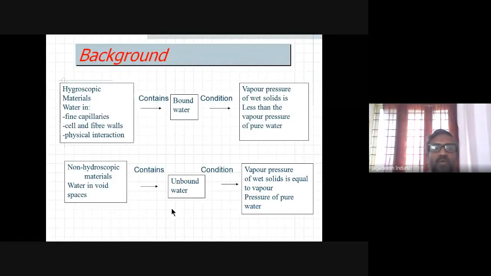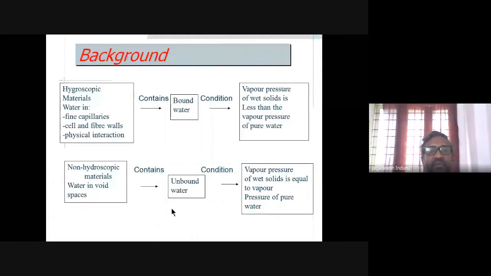And the vapor pressure of the solid is lesser than the vapor pressure of pure water. That is the reason it takes more temperature and more time to get dried. Another one is called a hygroscopic material. If you are keeping sand material, simply when you go to the beach and find sand, it is a material that doesn't hold any water; water is just present in the voids.